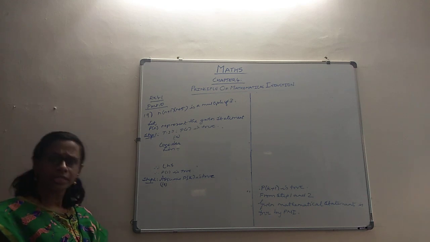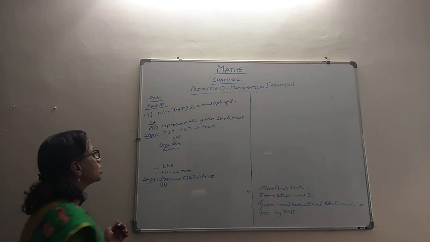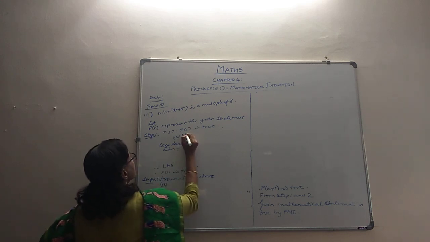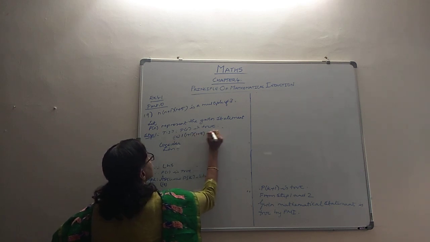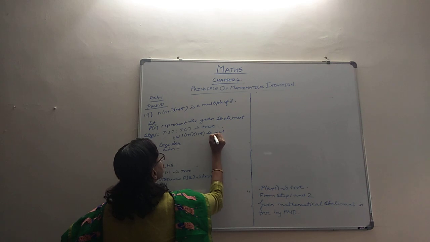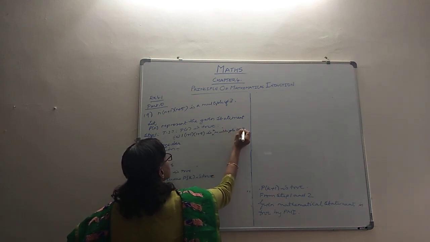So let P(n) represent the given mathematical statement. Step 1, to show that P(1) is true. That means you've got to show that 1 into 1 plus 1 into 1 plus 5 is a multiple of 3.